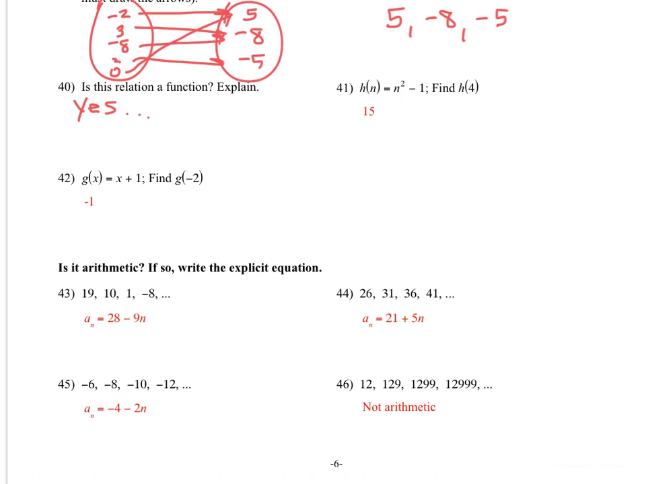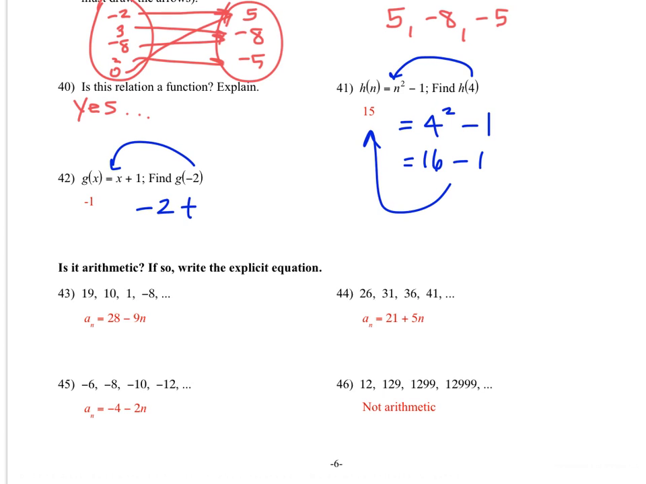All right, 41. Remember, we talked about these the other day. You just have to plug the value in where the variable is. So this is 4 squared minus 1. We have to do exponents first. 4 squared is 16. That's 4 times 4. And 16 minus 1 gives us 15. Again, I'm going to plug in. So this is negative 2 plus 1, plugging in for the x value or wherever the variable is. And then negative 2 plus 1 is going to give me negative 1.